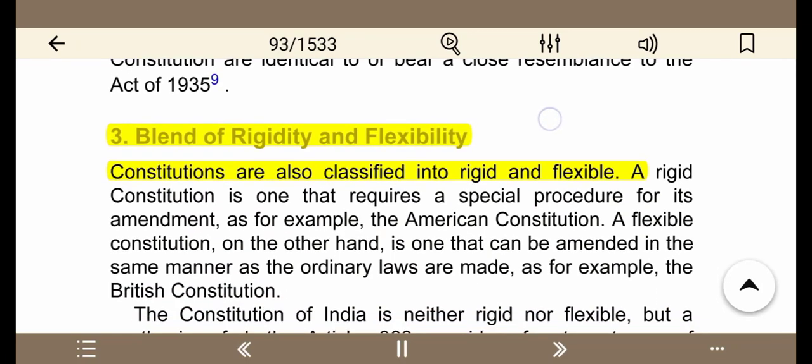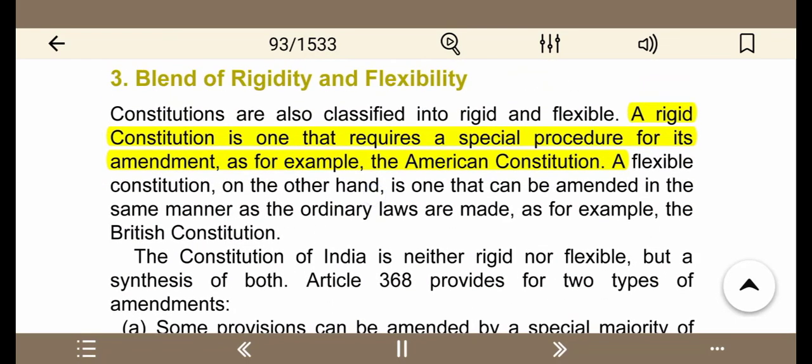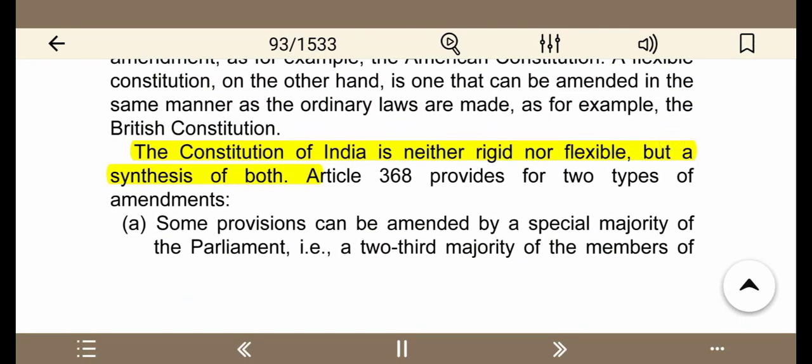3. Blend of rigidity and flexibility. Constitutions are also classified into rigid and flexible. A rigid constitution is one that requires a special procedure for its amendment, as for example, the American Constitution. A flexible constitution, on the other hand, is one that can be amended in the same manner as the ordinary laws are made, as for example, the British Constitution. The Constitution of India is neither rigid nor flexible, but a synthesis of both.